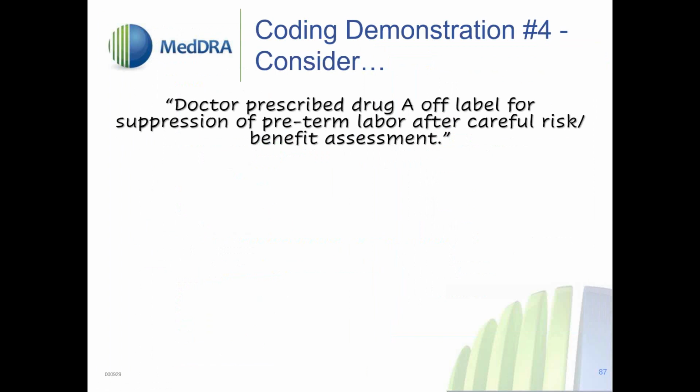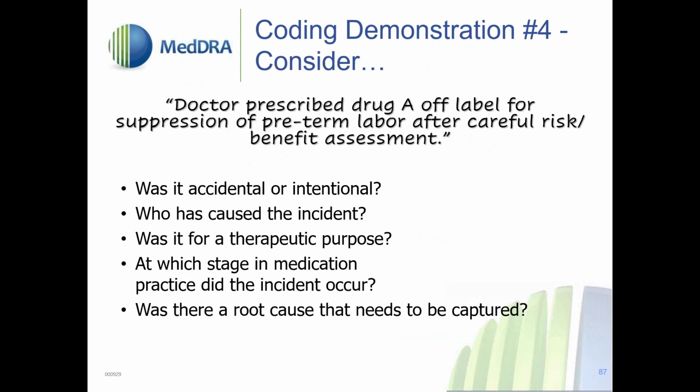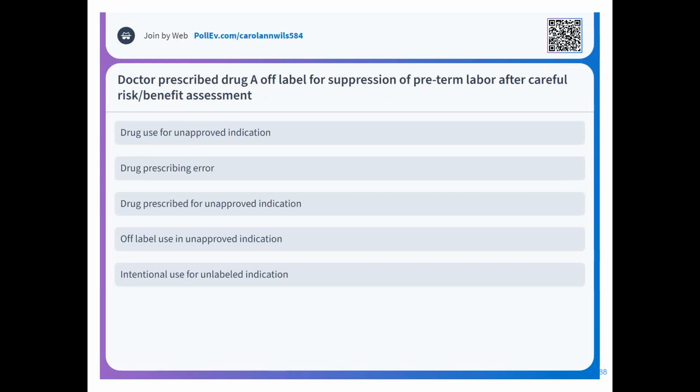Okay, next one. I have to speed up a little bit to not overrun here. Doctor prescribed drug A off-label for suppression of preterm labor after a careful risk-benefit assessment. So what do we have here? Was it accidental or intentional? We know that it was after careful risk-benefit assessment, so definitely intentional. Who has caused the incident? The doctor. Was it for therapeutic purpose? Yes, it was. At which stage? It was prescribing stage, and no root cause was provided here. So what would you do with this one? Would you assign drug use for unapproved indication, or drug prescribing error, or drug prescribed for unapproved indication, off-label use in unapproved indication, or intentional use for unlabeled indication?